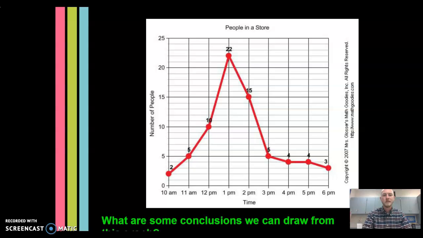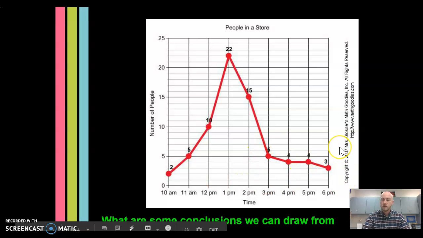One that I see right away is that at 1 o'clock p.m., we had the most people in the store, and at 10 o'clock a.m., we had the least people in the store. And one good thing with the line graph is we can make some trend decisions. For instance, the busiest store hours are noon to 2, and the least busy store hours are 10 and 11 and 3 to 6. So again, line graphs can help us compare data, and oftentimes they're used for temperature, time, and to compare a couple of different things.